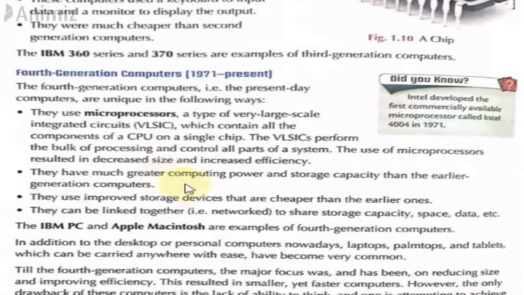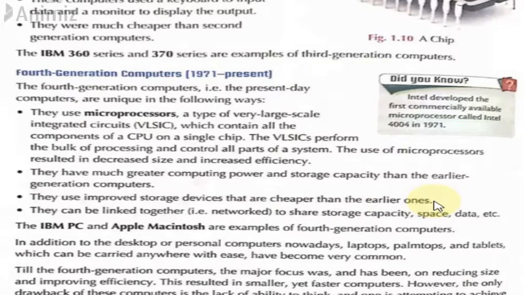So the computing power and the storage capacity is very fast. It processes data much faster than the previous small ICs or previous devices that were used. So they became fast and had much faster computing power. They can perform calculations at a very high speed. They used improved storage devices that are cheaper than the earlier ones. So as we are progressing and as things are developing, the storage devices have changed.